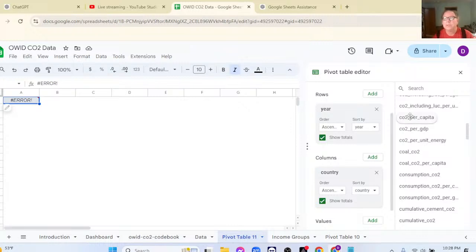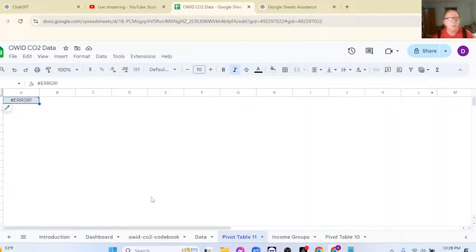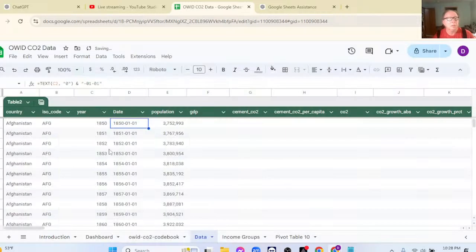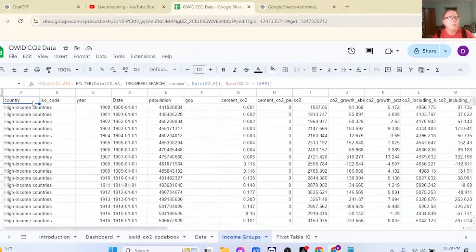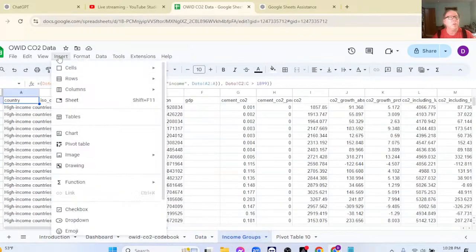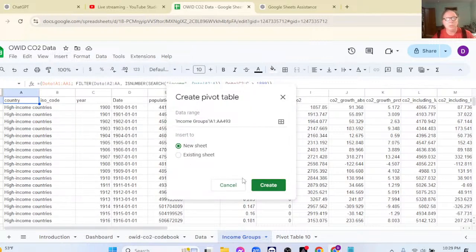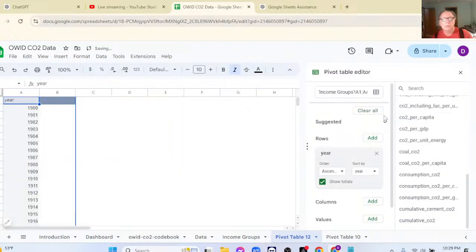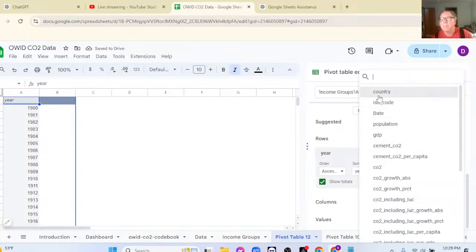What happened? Let's go over here. We're looking at the wrong group, aren't we? That's what the trouble is. Go over here, insert, pivot table, new sheet. Rows is year, right? Columns is country.